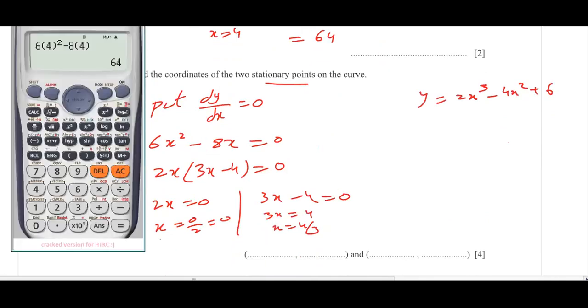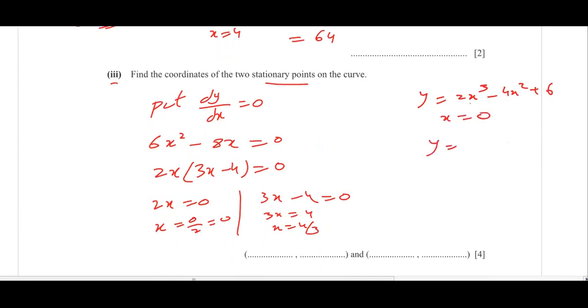First I will put x is equal to 0. If I put x is equal to 0, what will y be? Put here 0: 2 into 0 cube minus 4 into 0 square plus 6. So that will be 6. It means the first point will be (0, 6).